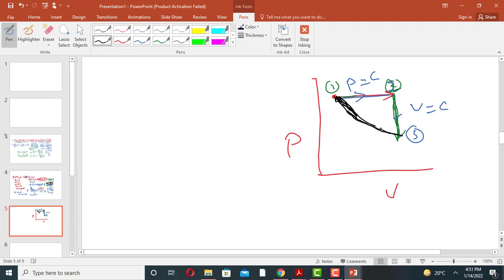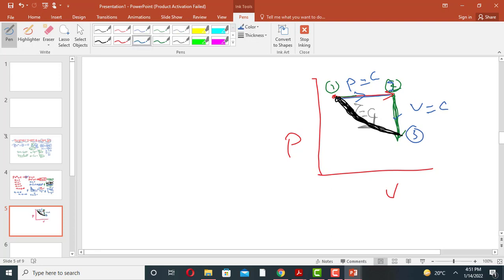From point number 1 to point number 3, the process will be this black path. The process will be called the isothermal process. Here the temperature is constant, so it is called the isothermal process.